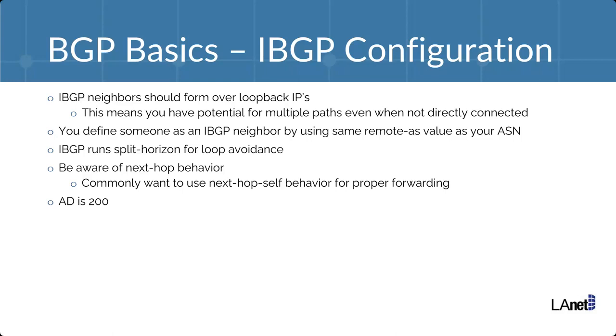And then the administrative distance of IBGP is 200. It's very high. Why is it so high? Because it's meant to run in conjunction with an IGP, right? Let me come over real quick and show you what I mean about this next hop. Let me just make sure all my routers stay active.